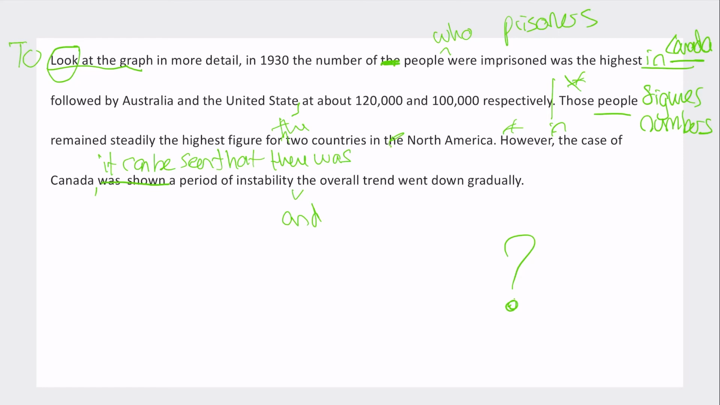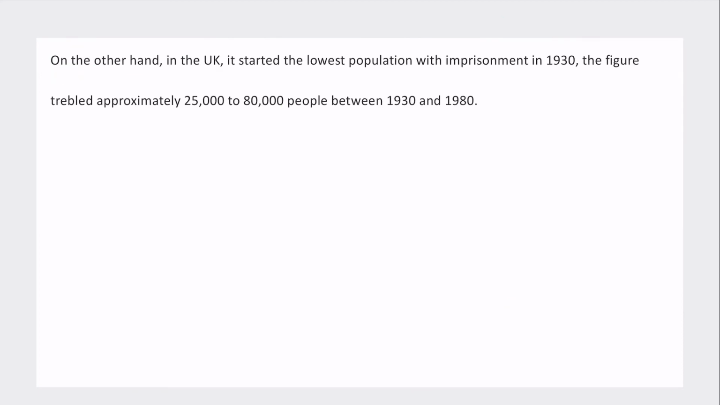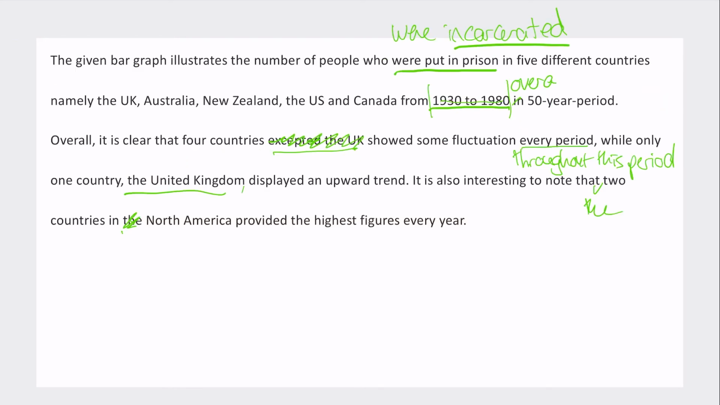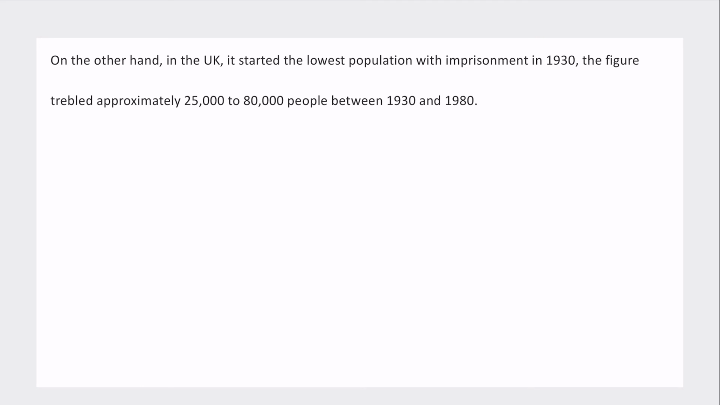Okay, so I think it's just this candidate, it feels like maybe they ran out of time a little bit and were just rushing through this last part because this is so short here. And this is not as good as the first paragraph, which was a bit stronger. So I'm just wondering if this candidate ran out of time and started to rush.